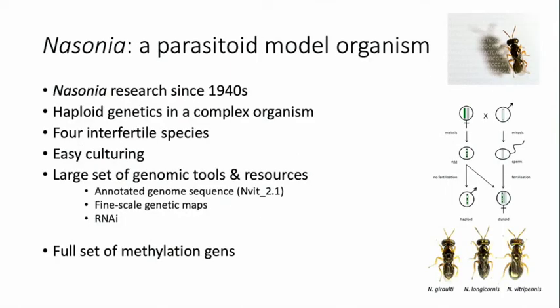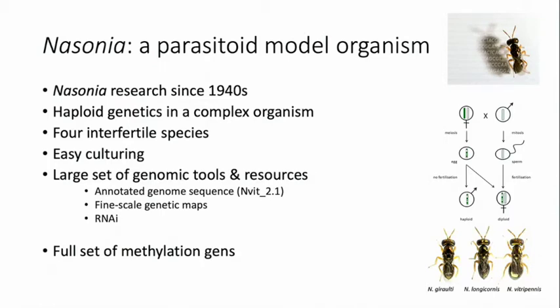If you then want to work on parasitoids, Nasonia wasps are a good model system. They're actually the model organism for parasitoids, and they have been in the lab since the 1940s and probably before, but Nasonia research has a long history. Several interesting features are, of course, that they have haploid genetics in a complex organism, but also there are about 4 interfertile species. So people use this to look at the genetics of traits differing between those species, like you have here, and you can hardly see that, but males of Nasonia vitripennis have tiny wings, whereas males of another species have longer wings. So that's the sort of stuff that people do.